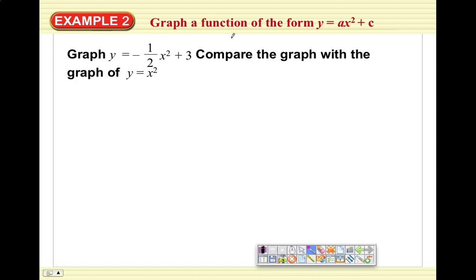Alright, example type number 2. Graph this guy right here. Notice it has a C value. Think about what that would do. All it is, your C value kind of moves it up and down here.